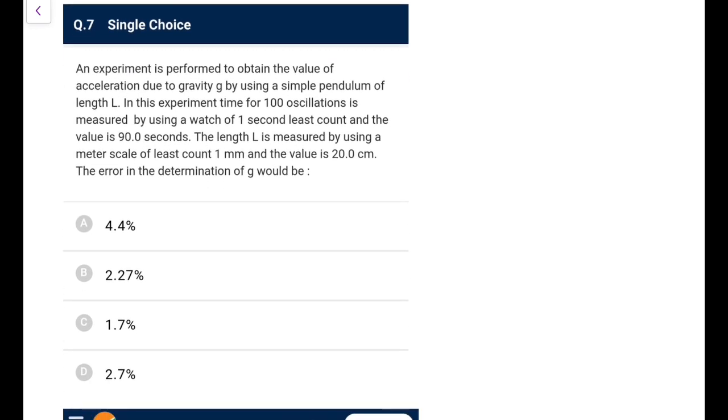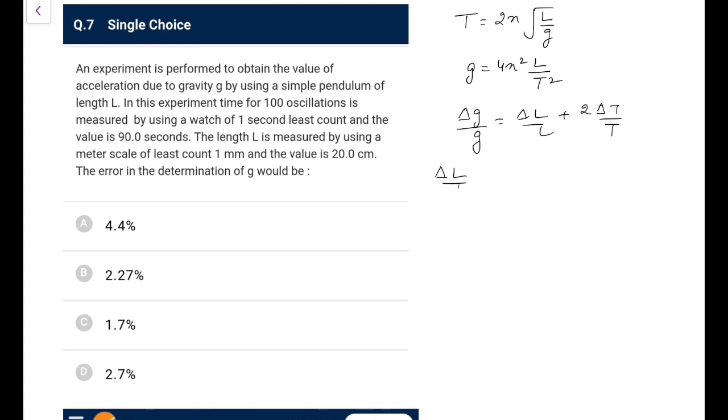An experiment is performed to obtain the value of acceleration due to gravity g by using a simple pendulum of length L. I think this is the same example given in NCERT and most of you might be remembering the answer as well. Here the time period is 2 pi root L by g. So the value of g is 4 pi square L by t square. So the fractional error in g, because 4 pi square is a fixed thing, would be delta L by L plus twice of delta t by t.